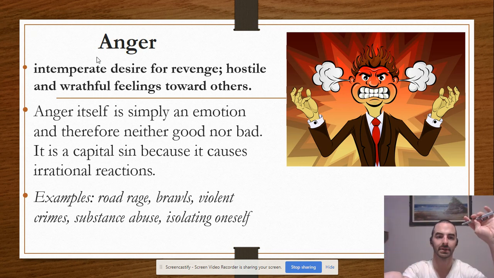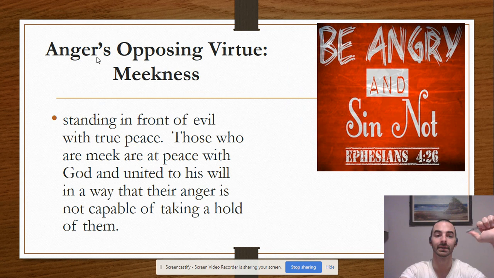And the opposite, last slide of the day, is meekness. Meekness is standing in front of evil with true peace. Meek is being able to take a blow and turn the other cheek. Just move past it, you know. Kind of put something in your head, la la la la la la. That's meekness. Just being able to roll with it.